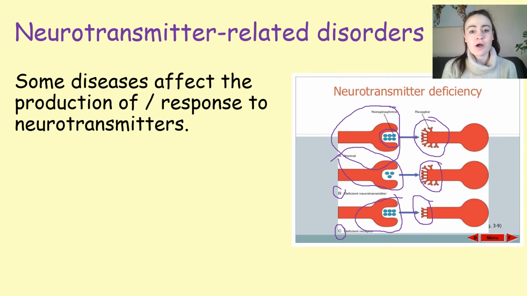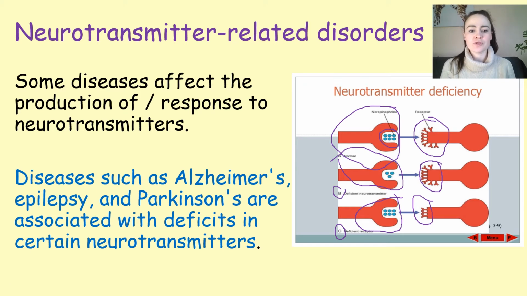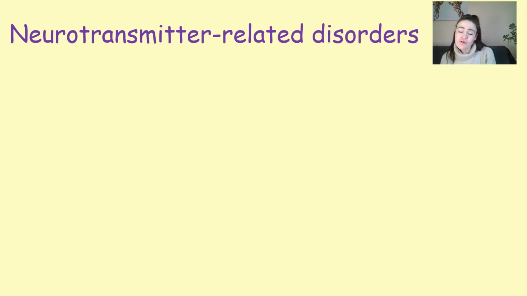Now I'm just going to talk about a few of these disorders, just so you can put it into context, you know what we're talking about. Things like Alzheimer's, epilepsy, Parkinson's, anxiety, depression. These are all conditions that are associated with deficits in neurotransmitters or their receptors. I'm just going to go over a few of these conditions in case you've heard of them, but you're not really too sure what they are.